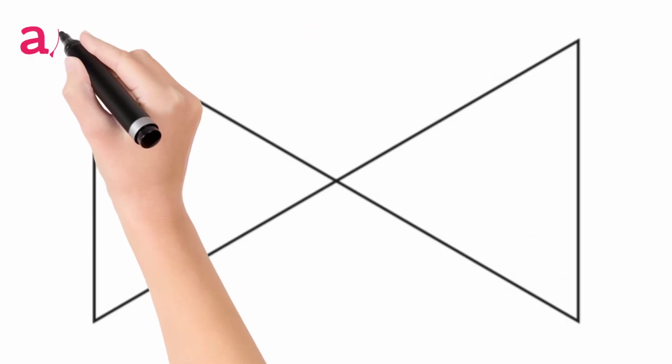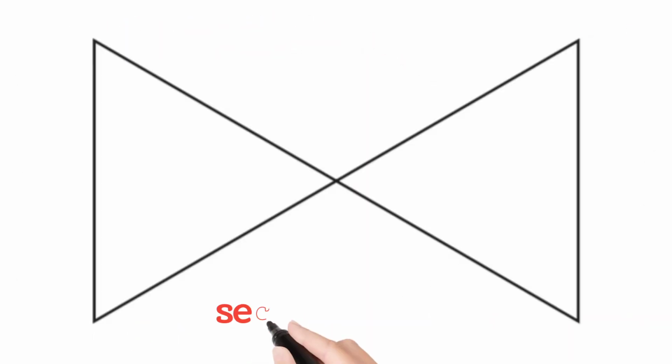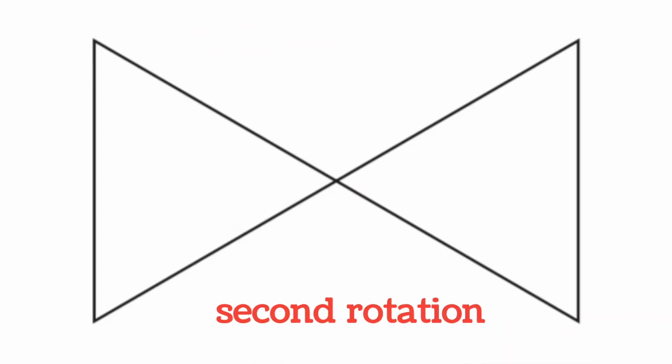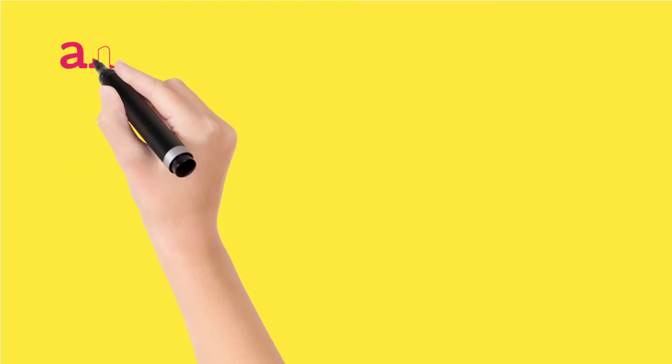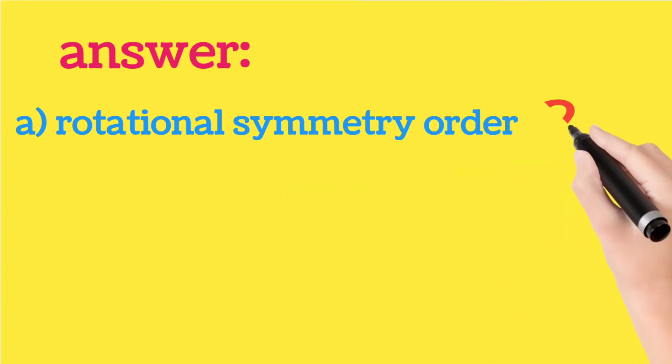Question A, we have the first rotation like this. The first rotation is like this. And then we can rotate the diagram. The second rotation like this. So we have rotational symmetry of order 2.